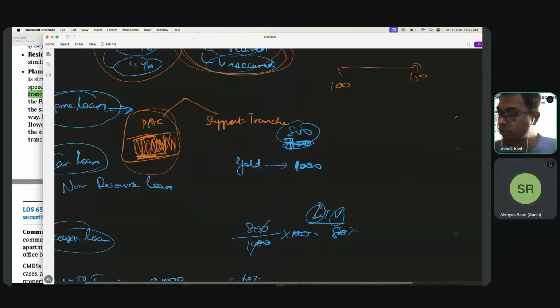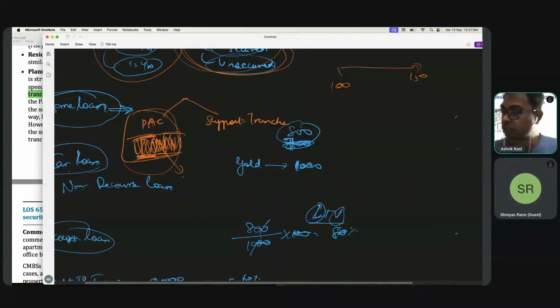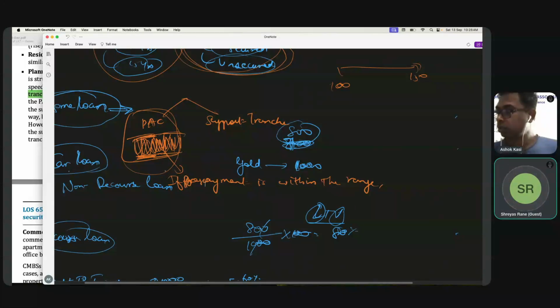So as long as it is within the range, they will get the payment. If it is outside the range, they are not going to get the payment. So all you have to remember here is if prepayment is within the range, PAC tranche will get the payment.